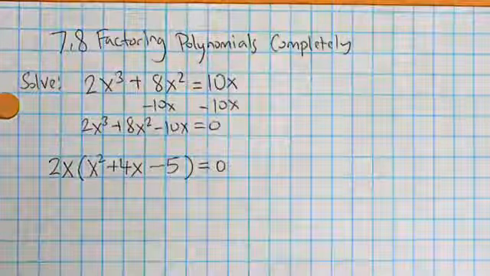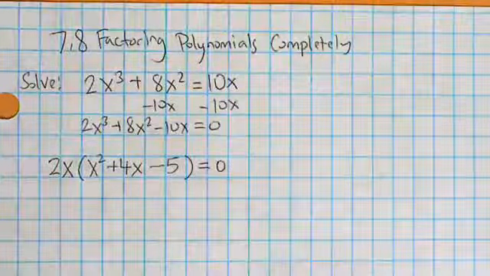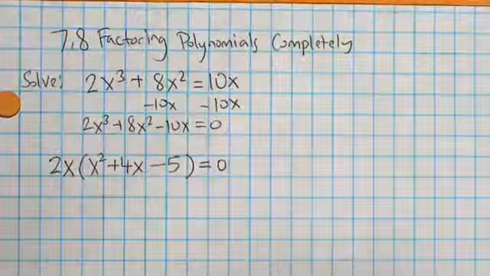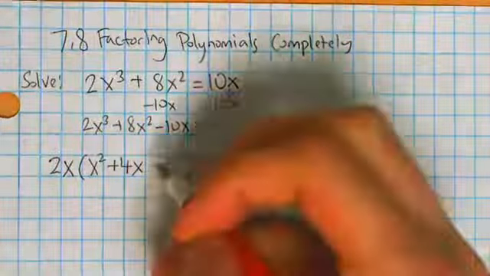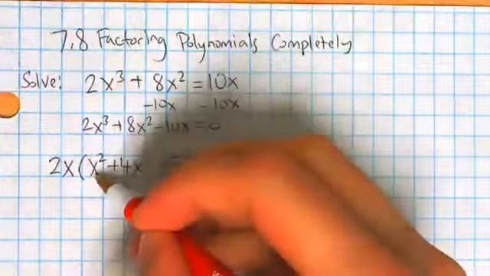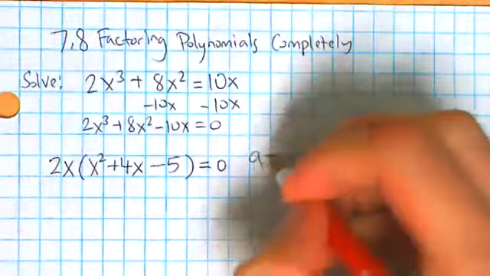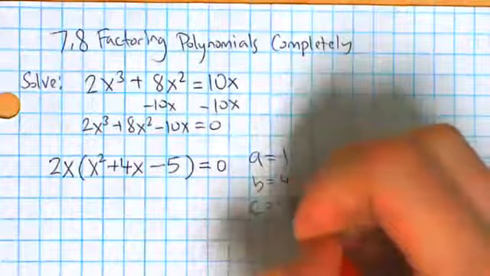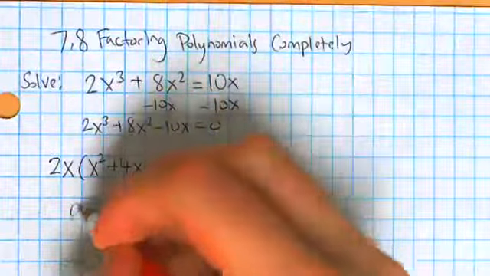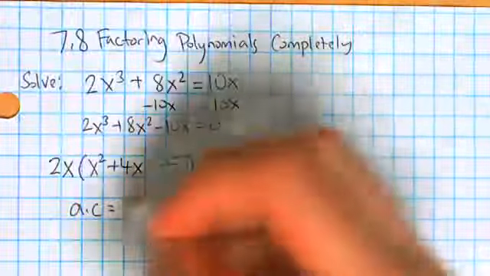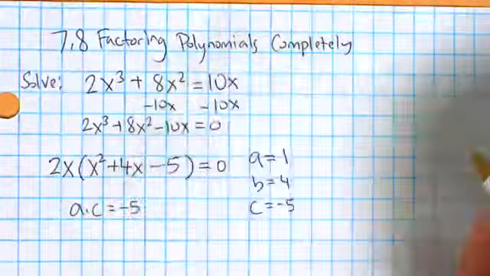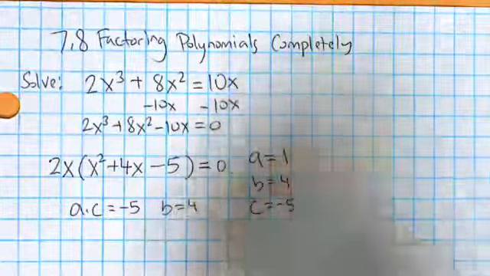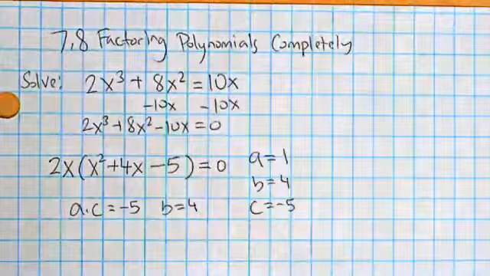Now we need to look at our trinomial that's sitting inside our parentheses here and figure out if we can factor it. And looking at this, this has a coefficient of a equal to 1. So I'm going to write these over here. A is 1, B is 4, and C is negative 5. So our A times C in this one is going to be negative 5. And our B is equal to 4. So we need to choose factors of negative 5, which add up to 4.